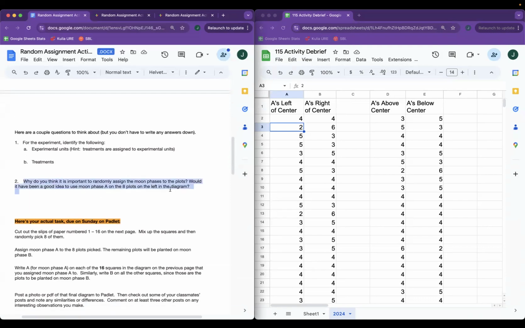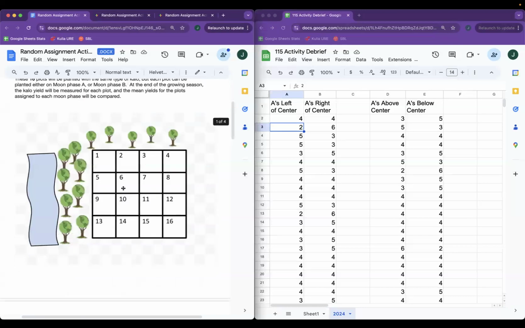Okay, number two: why do you think it's important to randomly assign the moon phase to the plots? And would it have been a good idea to use moon phase A on the plots on the left of the diagram? So looking back to the diagram, if I put all the A's on the left, would that be smart? The answer is no, because you have this water here and the big trees, right? There's a good chance that the location of this water might have some confounding variable effect. It might cause these land plots to grow better, but you don't know if that's because of the location of the water or because of being planted on Kupao. So that's a confounding variable. You want to eliminate that by doing random sampling. The whole point of random sampling is to get rid of that confounding variable.